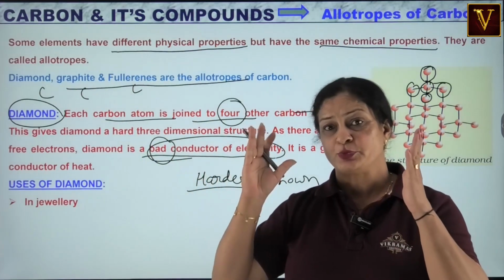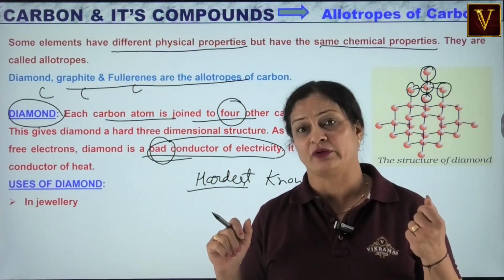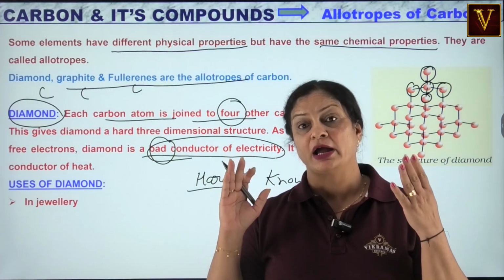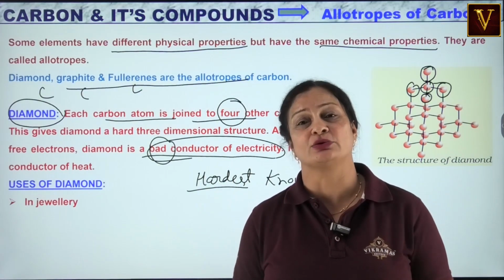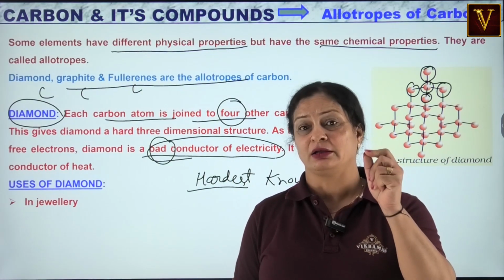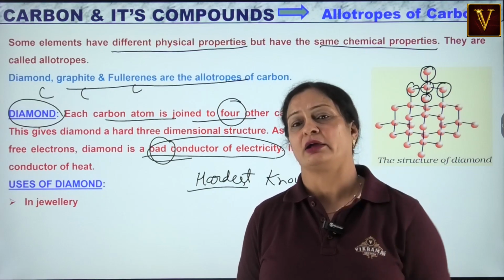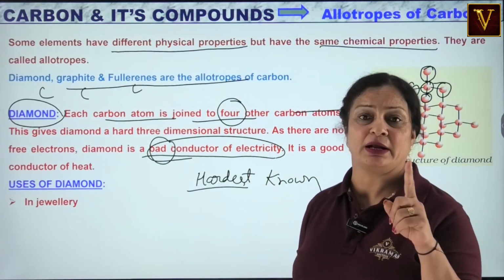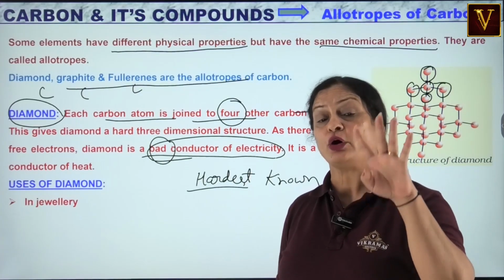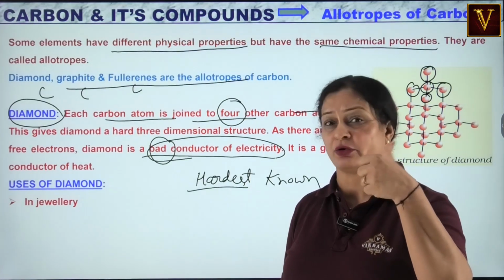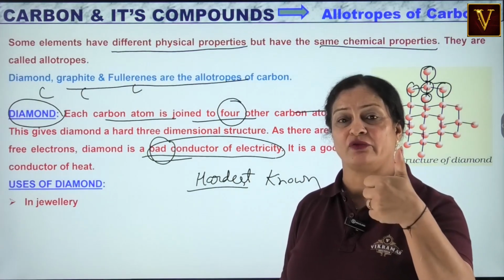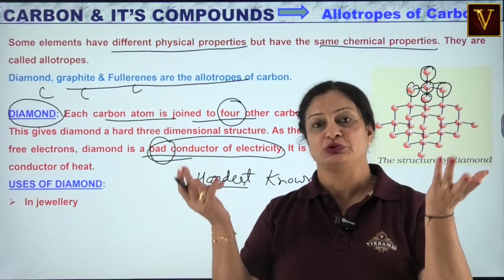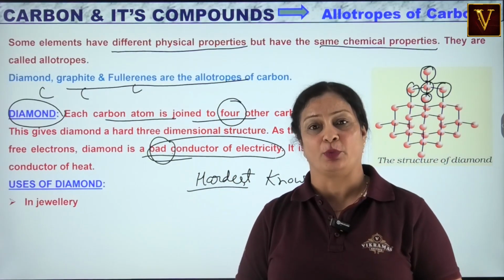Sometimes the question can be asked: why is diamond a poor conductor of electricity? Why does diamond have high melting and boiling point? Why is diamond known as the hardest known substance? इन सभी का एक ही answer है, वो क्या है? In diamond, one carbon atom is attached with 4 other carbon atoms. No electron is free, so it is poor conductor of electricity. No electron free, so it is hard. Due to hardness, it has very high melting and boiling point.